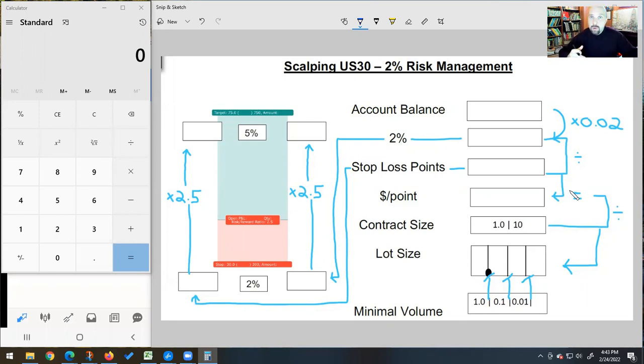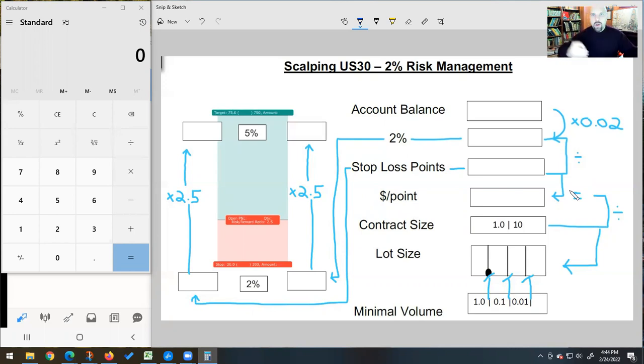Now, what you can do is you can have a spreadsheet. So you have your account balance, go through all the steps here, based on a 30-point stop loss, a 50-point stop loss, 150-point stop, a quadrillion point stop loss, however you choose.